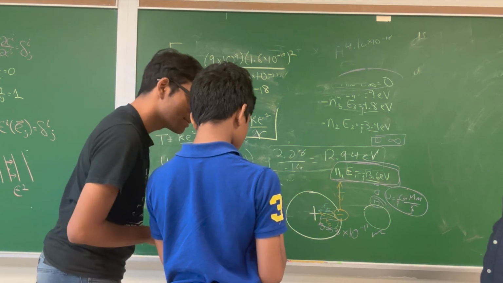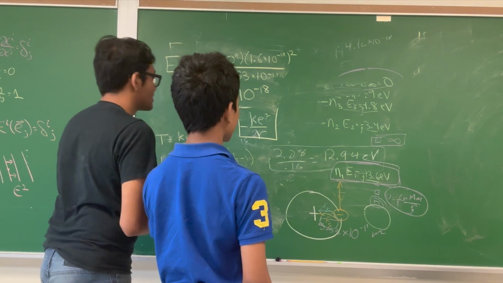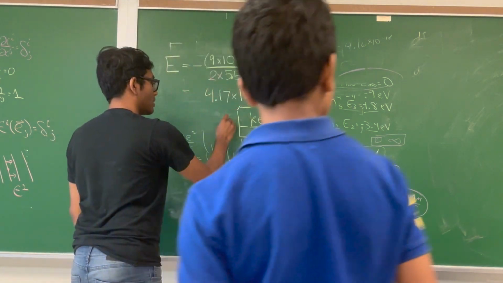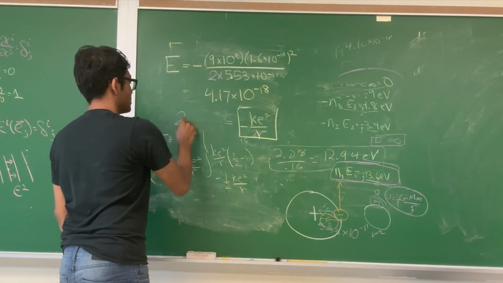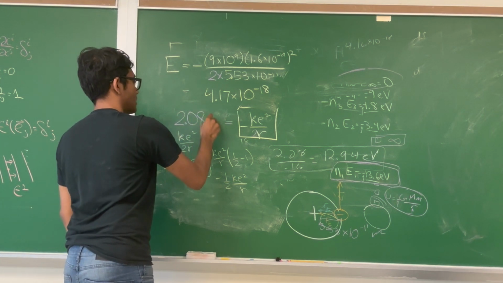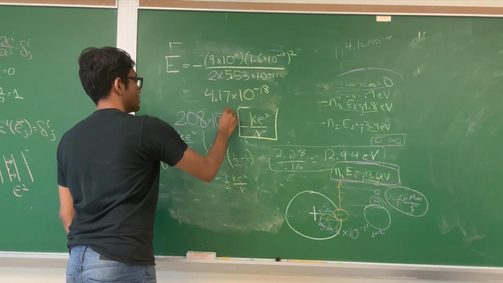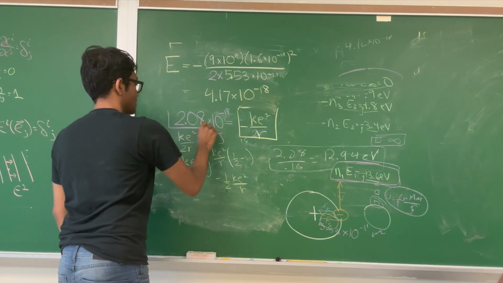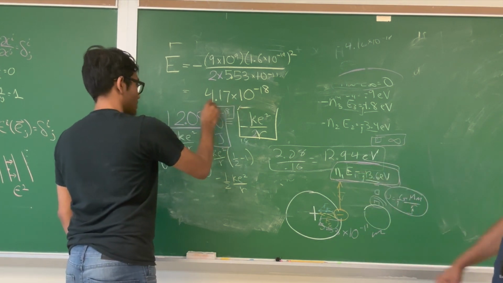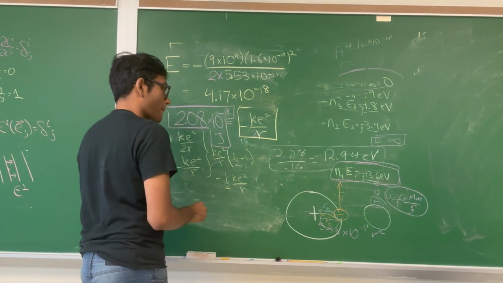I said it like 50 times. So that gives us 2.08. Yeah, that's it. 2.08 times 10 to the minus 18 Joules. And that gives you 13.6 electron volts, not 12.94. Okay. Very nice. Good.